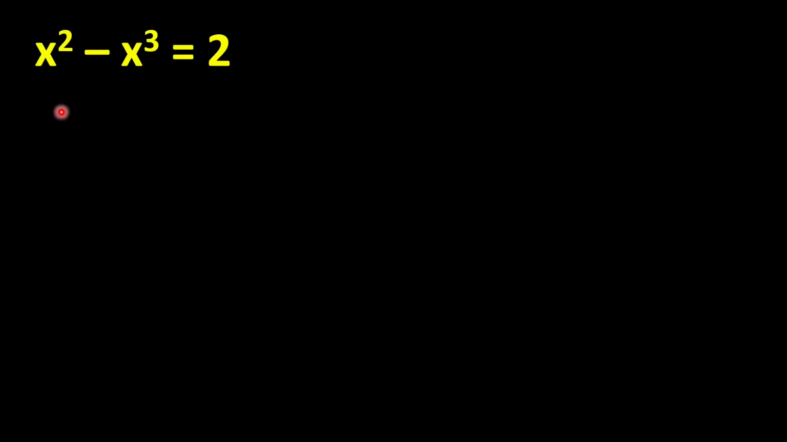Hello guys, we have this question x square minus x cube is equal to 2, and we have to solve this equation for the value of x. So let's start the solution of this question. First of all, we will send this 2 to the other side of the equation, so it will become x square minus x cube minus 2 equals 0.